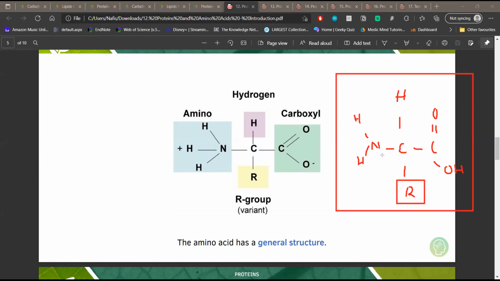So what is the simplest amino acid? The simplest amino acid is if it had just an H here. Yeah, glycine is the simplest amino acid. It's just if it has an H here.